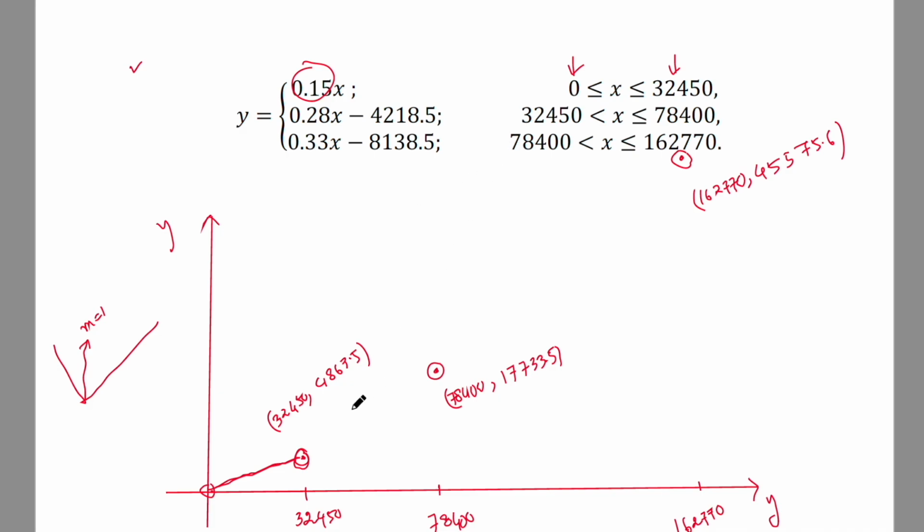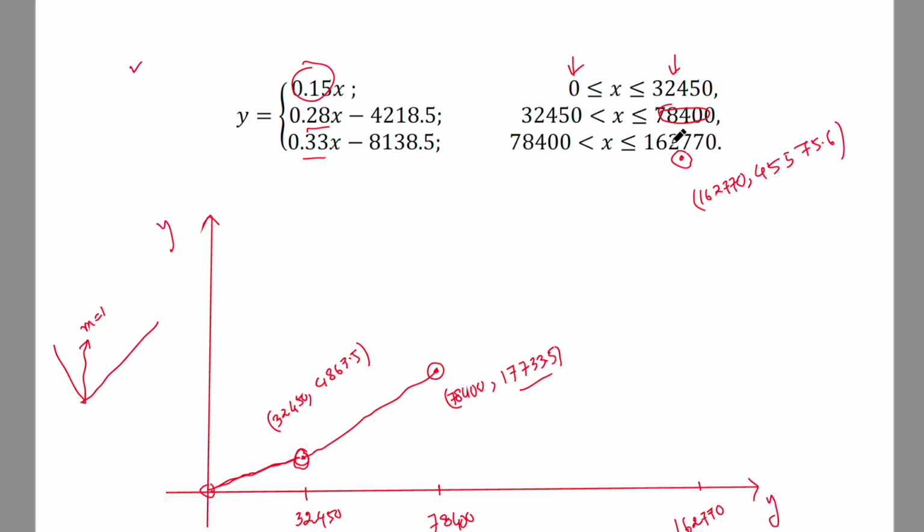And for the second line, we will start at this point and end at this point, because if you put 78,400 here in the second equation, y will be this. We already have this data. So the second line will be like this. This is the second line, and the third line will be a bit steeper than the second line, since the slope of the third line is bigger than the second line.